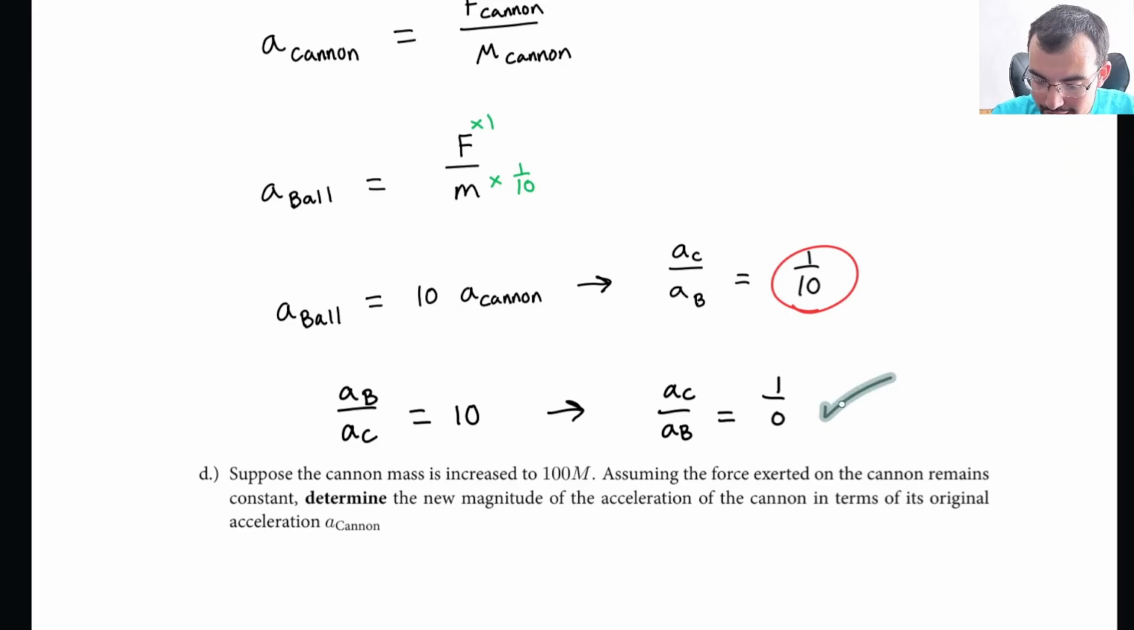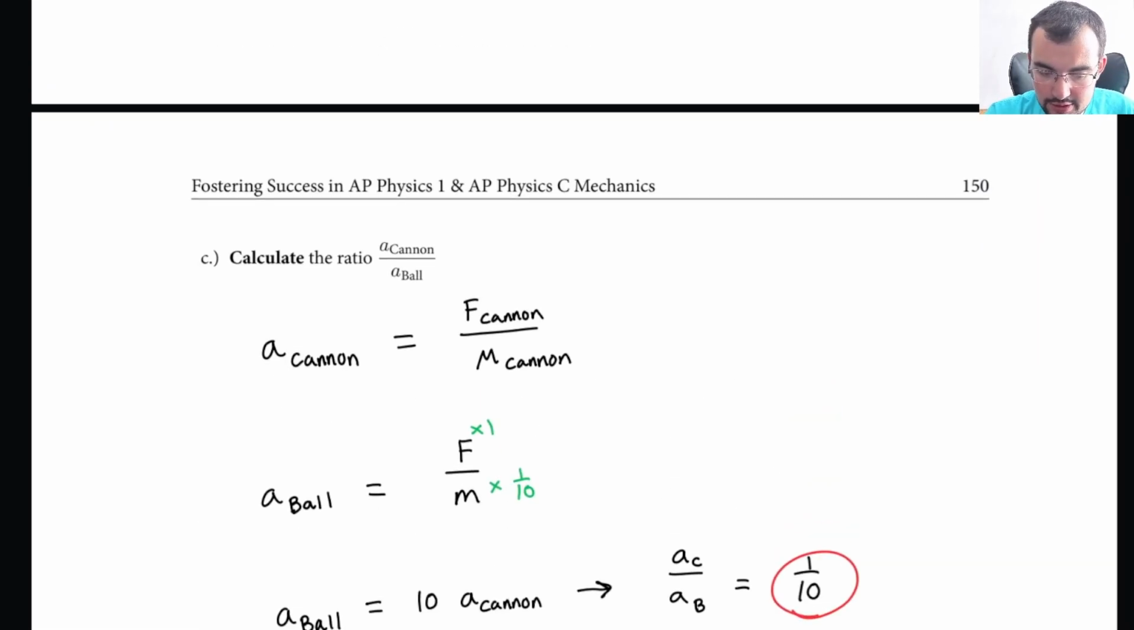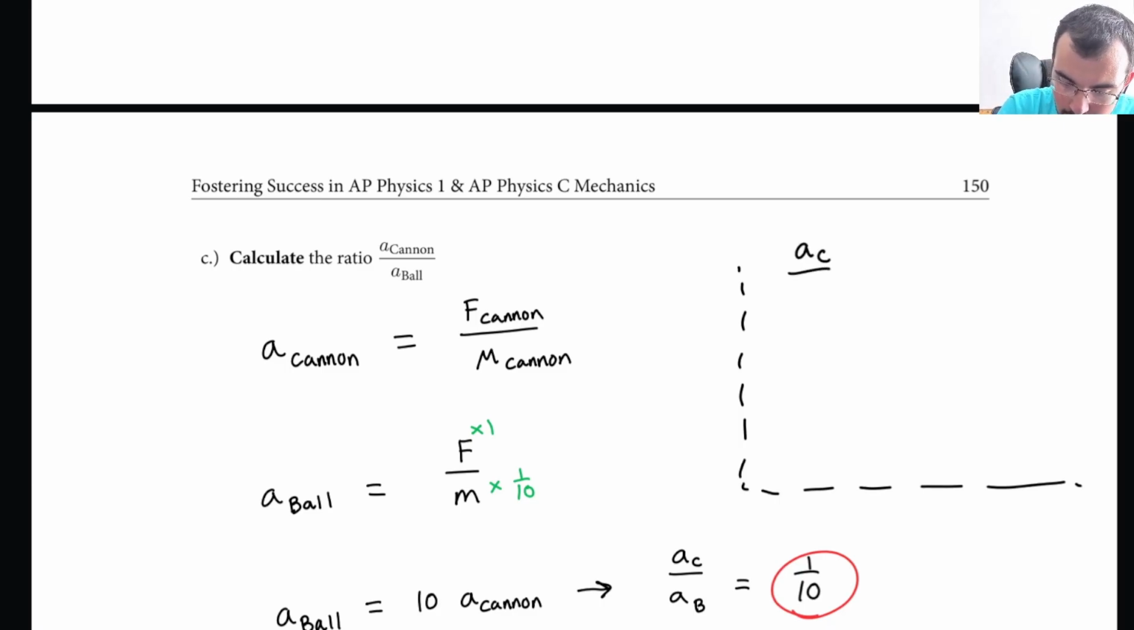Now, of course, you don't have to do this with the multiplier method. You could also just do this explicitly. I always like to show both ways at first, and then I'm just going to do multipliers only. So if you like to just plug in, we could just evaluate the quantity A cannon divided by A ball.